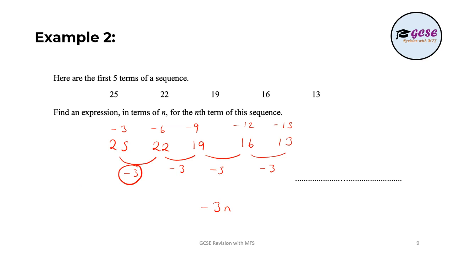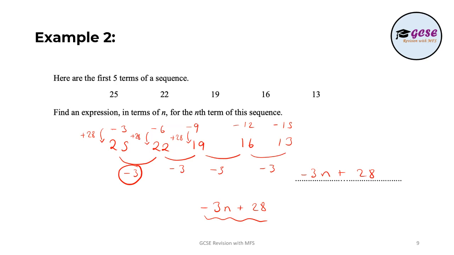Now we compare the times table to our sequence. So what do you have to do to get from -3 to 25? Well, you need to add 28. What do we need to do to get from -6 to 22? We need to add 28. -9 to 19, again, add 28. And as you can see, each time you will have to add 28. So you just add that to this nth term. So our nth term is -3n plus 28.